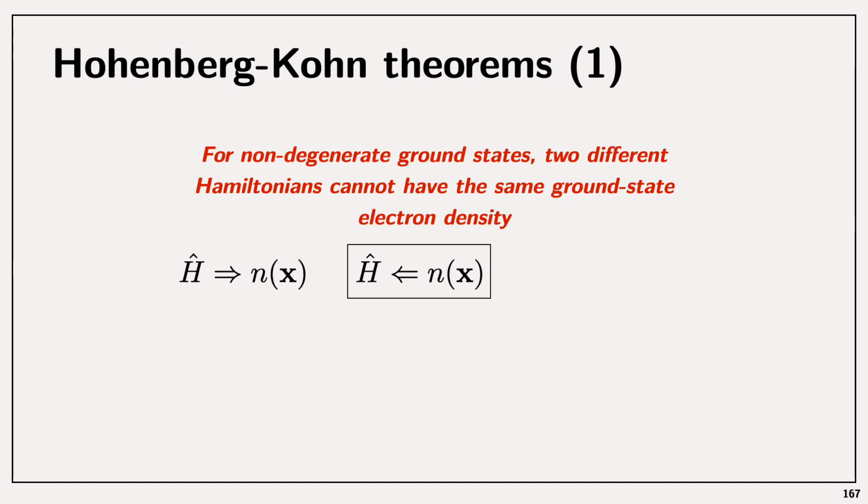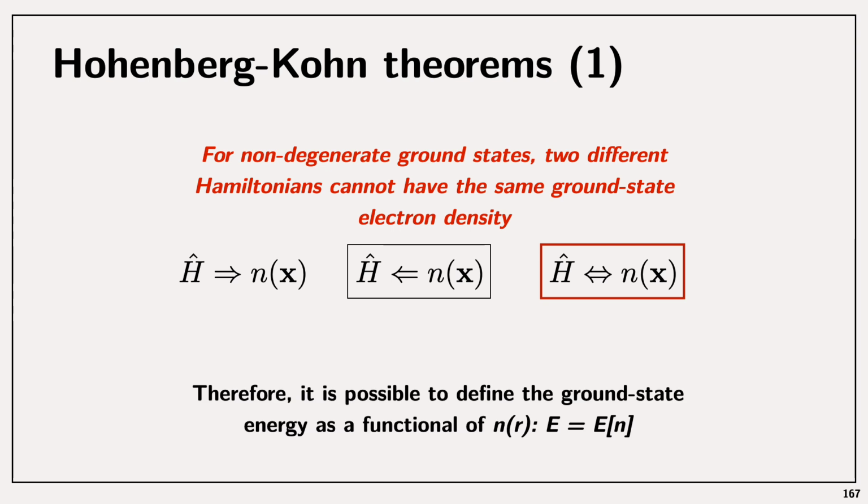So that allows us to get the next relationship, that there is a one-to-one correspondence between the Hamiltonian and the density. That also means that we can recast the problem completely using the density. And we can define a ground state energy that's a function of the density, where E of n is the expectation value of the Hamiltonian for the density. That's a very, very powerful theorem.